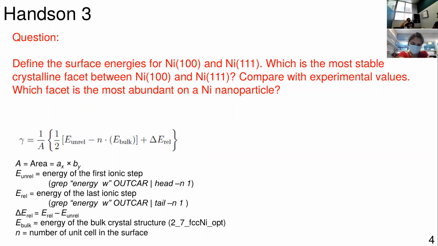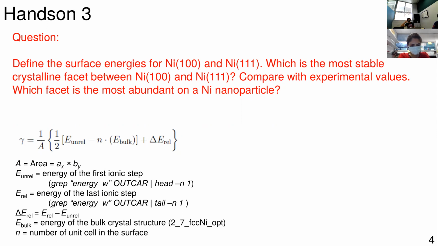Value of the surface energies. Did you calculate them? Yes. How much? I have for the 100 a value of 0.33 and for the 111 0.19. Okay, good. So, which is the most stable between the two? The second one. So nickel 111.